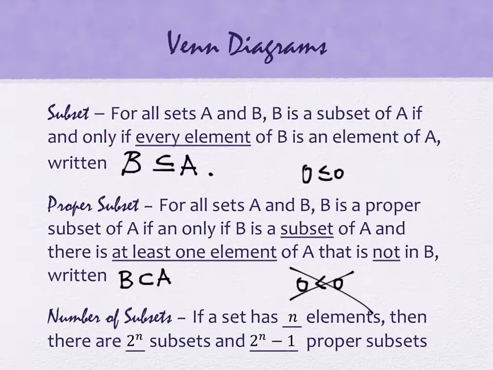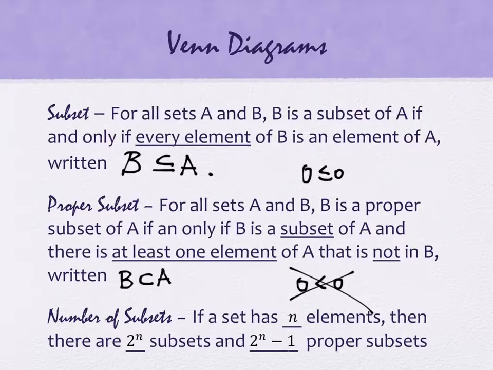Same idea. When you lose that line underneath it, you lose the ability for them to be actually equal to each other. If we're counting subsets, how many subsets there are, the way that we get the actual number of subsets has to do with how many elements are in the set. So if we have n elements in our set, then there are 2 raised to the power of n subsets.